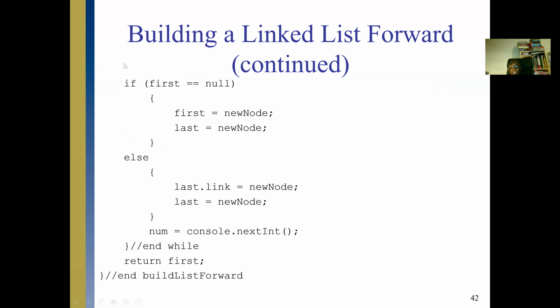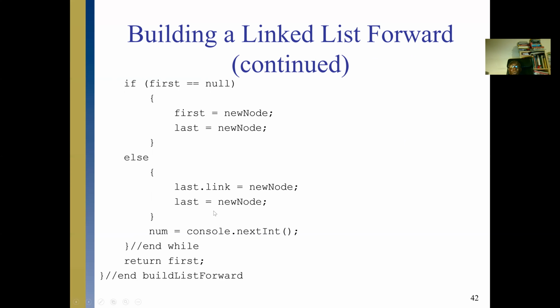Now, this is our most important condition. We say if the first equals null, this means there's no item in the linked list. So if there's no item in the linked list, then the first node that we insert will be the first and last. So we assign new node to first and new node to last because there's no item in the linked list. Else, our new node, we assign it to the last.link.